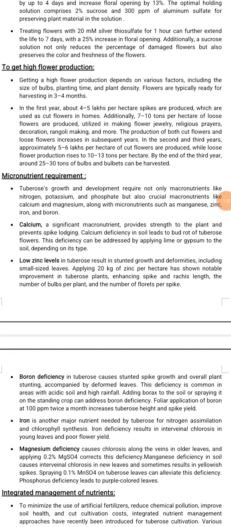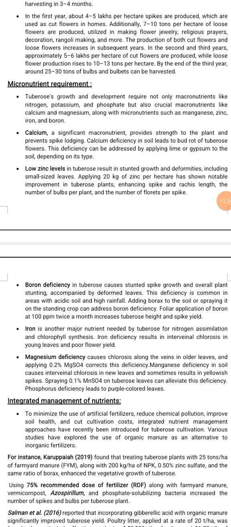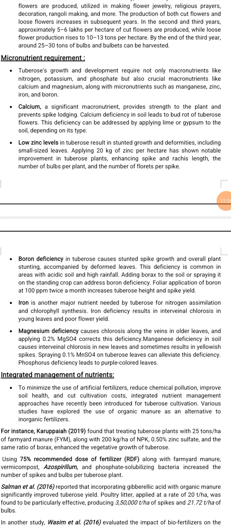To get the high flower production, flowers will typically be ready for harvesting in 3 to 4 months. So 7 to 5 lakh spikes per hectare are produced. To get the high flower yield production, we sometimes have to use gibberellins and auxins. Micronutrients requirement is also very important.